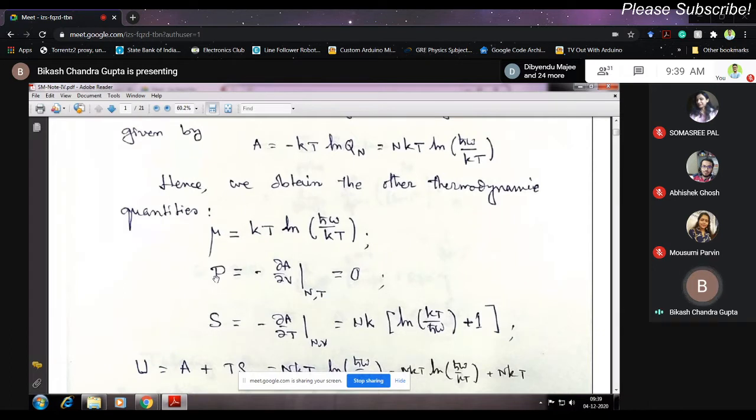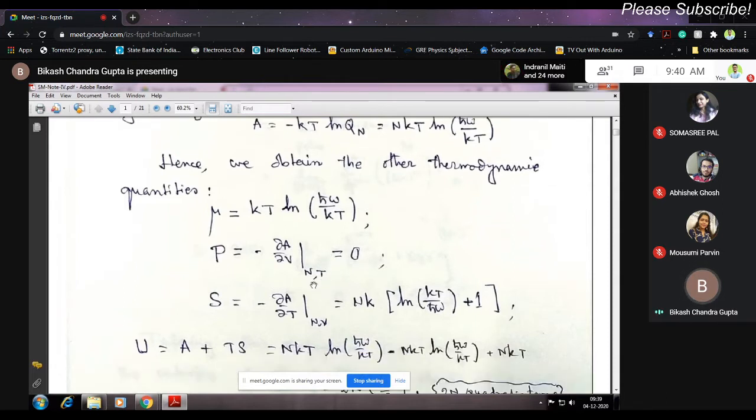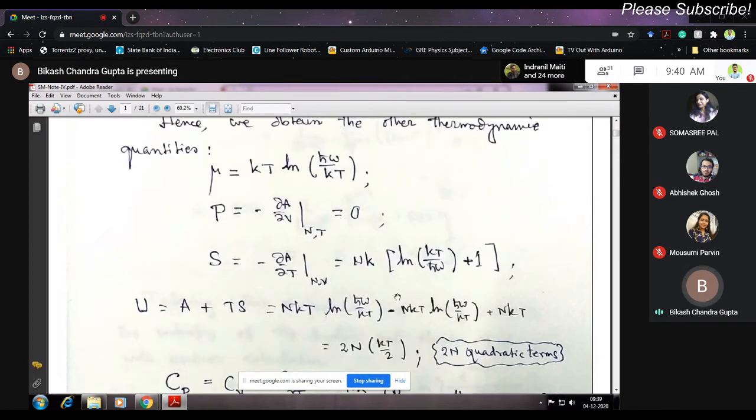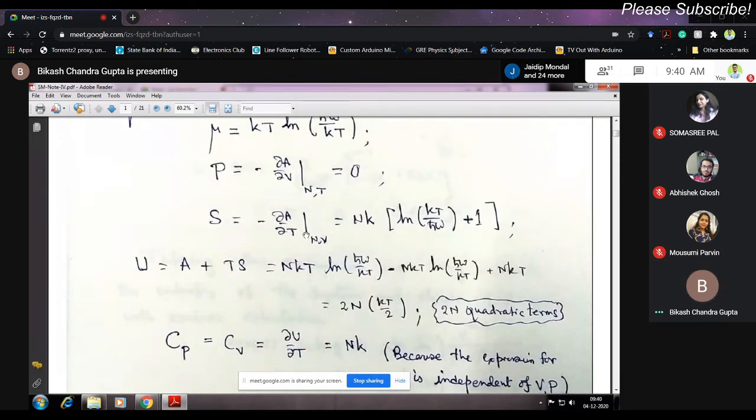You can get mu, p. Yes, you see the P is 0, so it is not creating any pressure, because they are all sitting at some positions, and therefore they are not moving randomly here and there, and therefore there is no issue of pressure. So pressure is 0, and the entropy you have calculated, and it turns out to be like this.